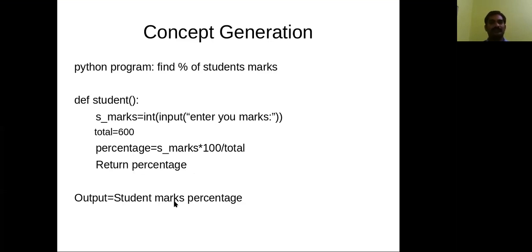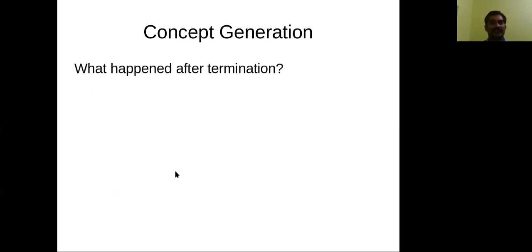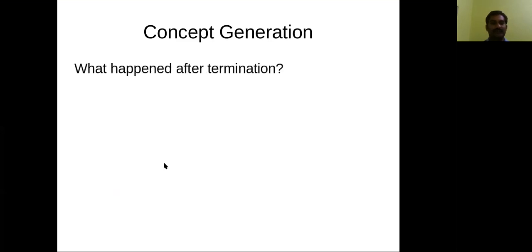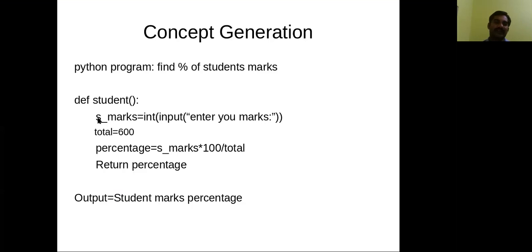Now the question comes: what happens after termination? You run this student function and you get the result, but after termination of the function or program, what will be the result? The result will not persist. Your output will be erased and will not be permanently stored. Somebody asked that variables are also used for storing data, but they are not storing data permanently.